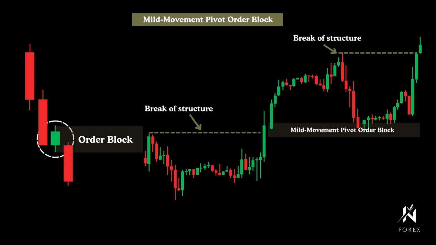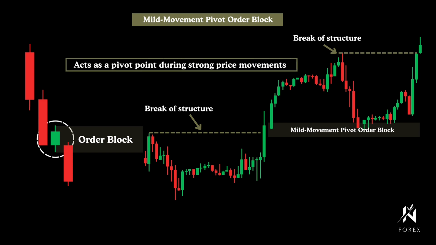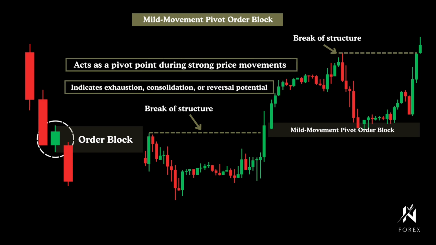These pivot candles suggest a moment of indecision or loss of momentum during an aggressive move. Traders interpret these zones as potential areas where price could stall or reverse. Therefore, such levels become key watch zones, as price often reacts to them when revisited. Key takeaways: acts as a pivot point during strong price movements. Indicates exhaustion, consolidation, or reversal potential. Valuable for spotting reaction zones during retracements.